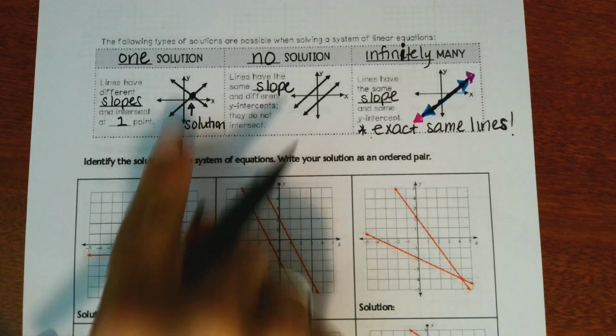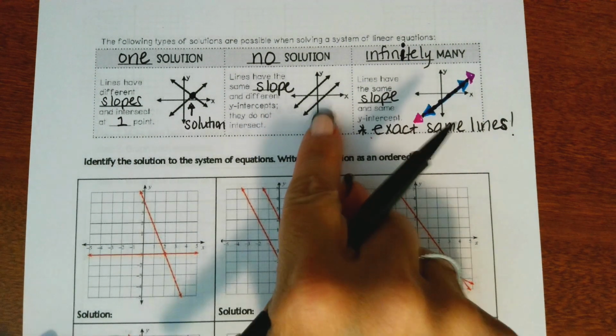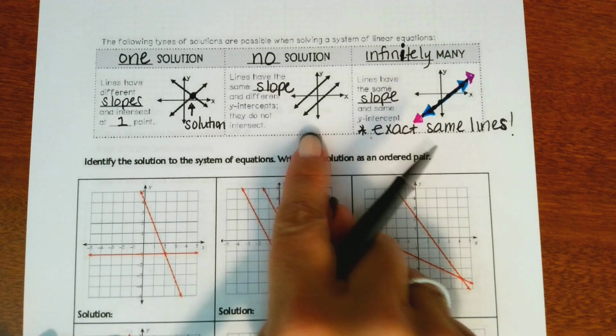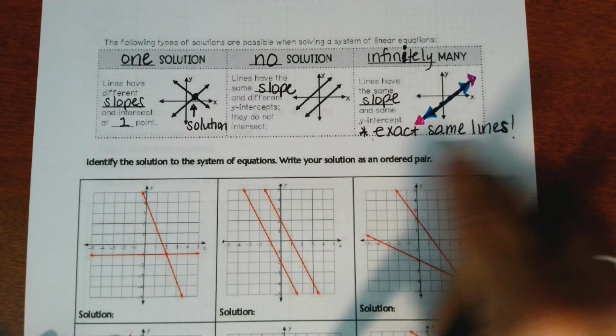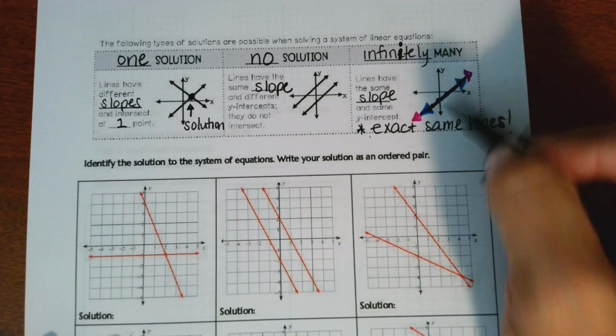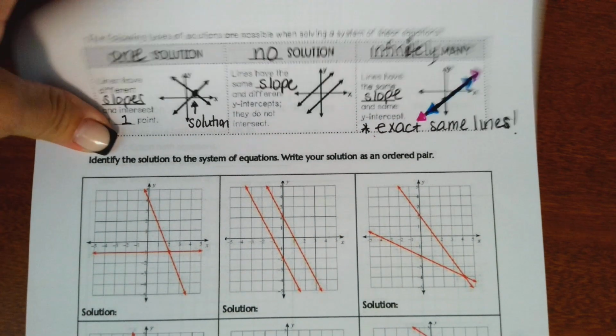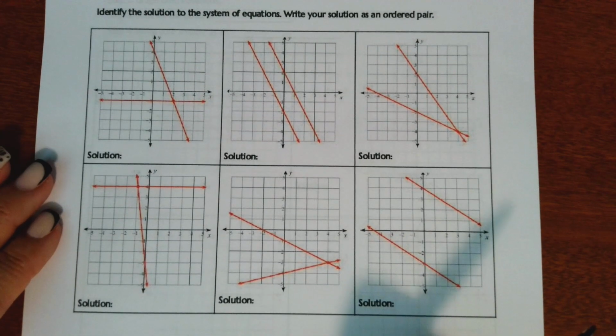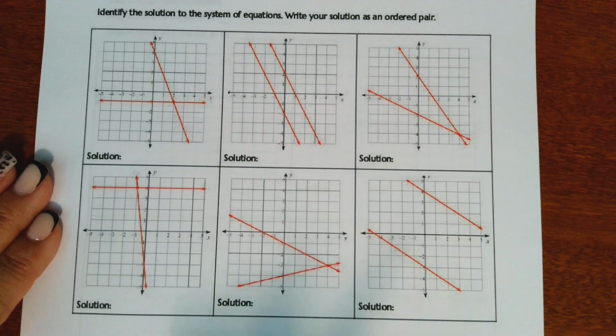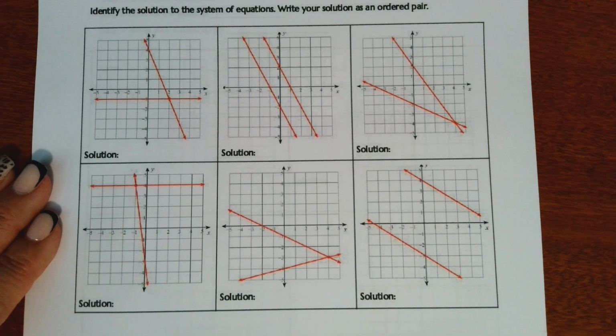All right, so one intersection is one solution, no intersection is no solutions, and lines that are the exact same, that are overlapping, have infinitely many solutions. All right, so let's look at these examples below. Again, this is very quick because today is all visual, looking at the graphs.